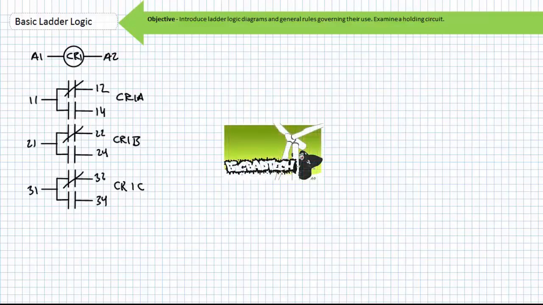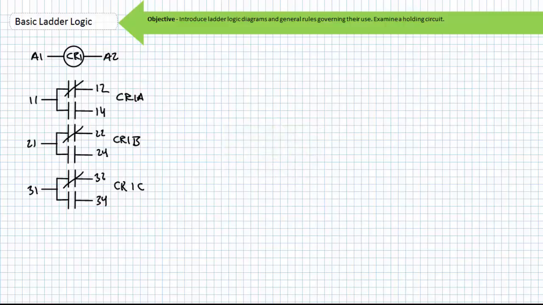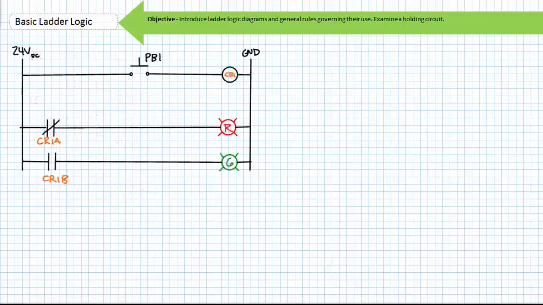Recall from the Control Relays lecture, available at the Big Bad Tech channel, that when a control relay's coil is energized, the associated contacts would change states. When the CR1 coil is energized, the normally closed contacts would open and the normally open contacts would close. If the coil was de-energized, the switches would return to their deactivated states. Consider application of such a relay in a ladder logic diagram.